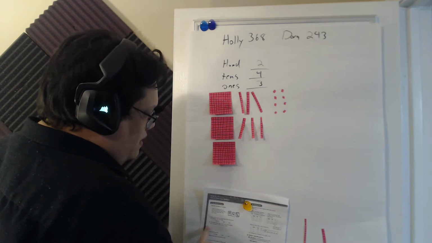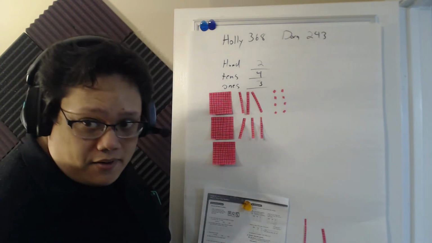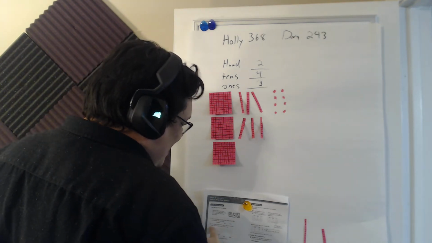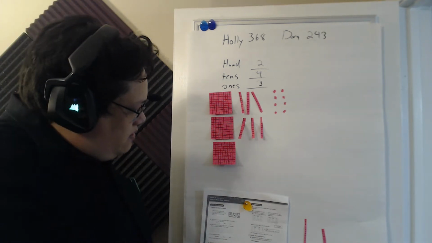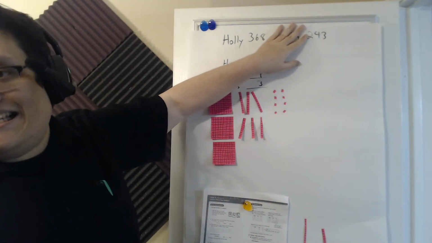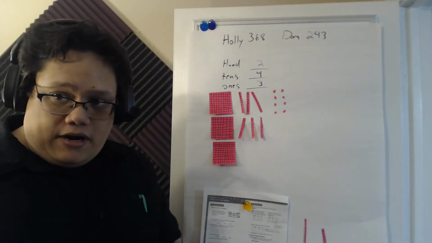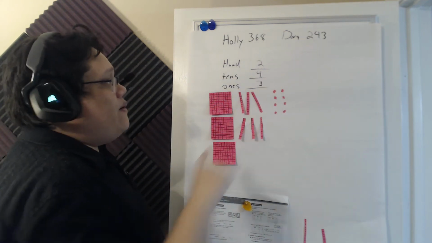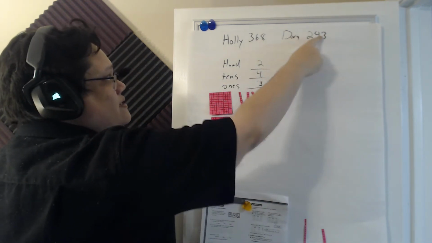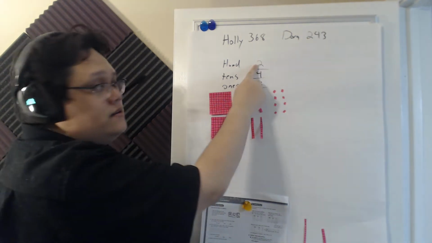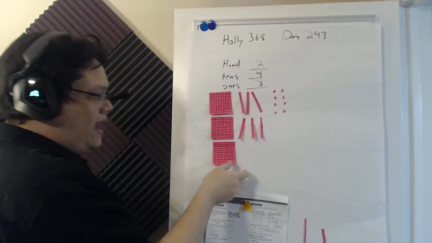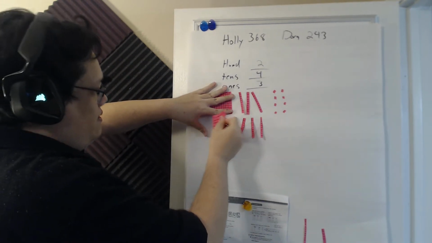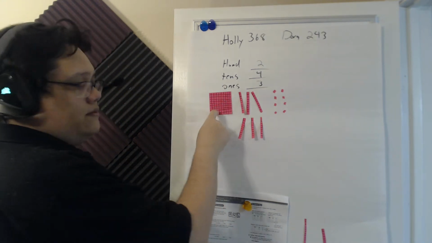So it says show the model shown. This is actually already drawn on your paper. It says cross out the hundreds, tens, and ones of Dora's number. Dora has less. So we're subtracting, right? We're going to subtract from this how many Dora has. How many hundreds does Dora have? We figured out she had 2. So we're going to take away 2 hundreds from Holly. What's left over? 1.